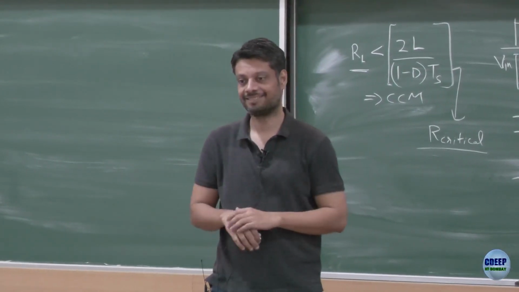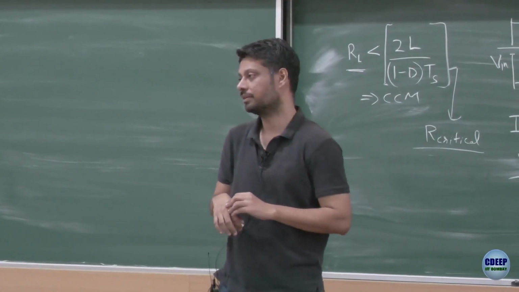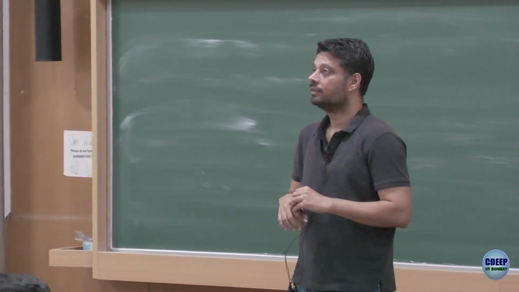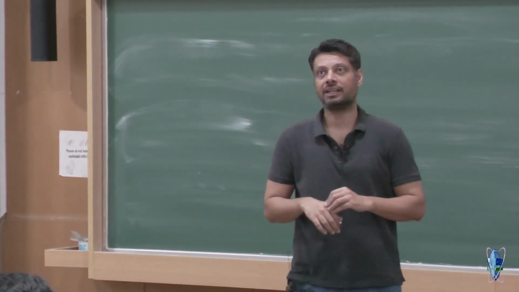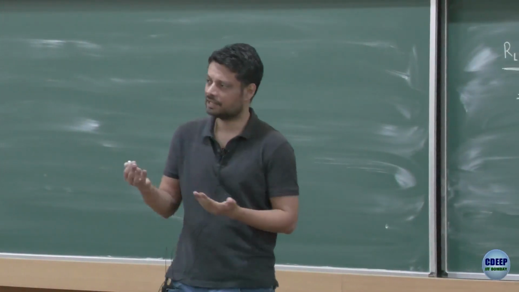Okay. Anything else? Okay. V out can be written as RL times IL average, okay?